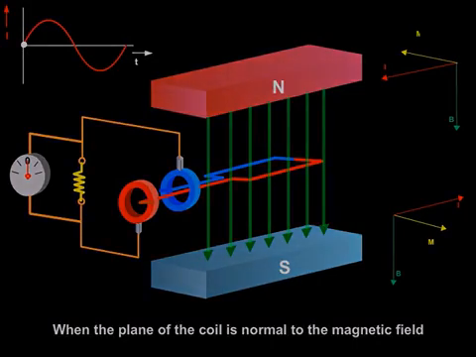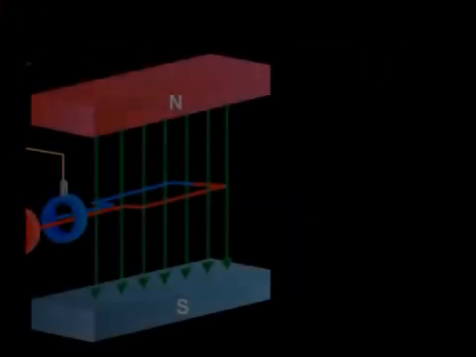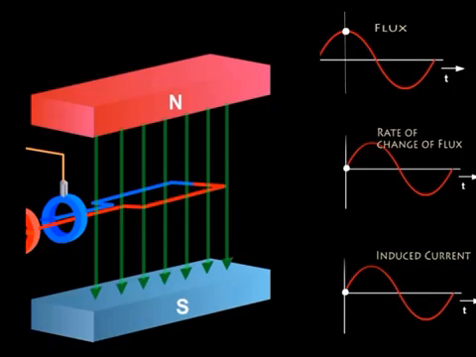When the plane of the coil is perpendicular to the magnetic field lines, the number of magnetic field lines through the surface of the coil is maximum. Or we can say that the magnetic flux through the coil is maximum.